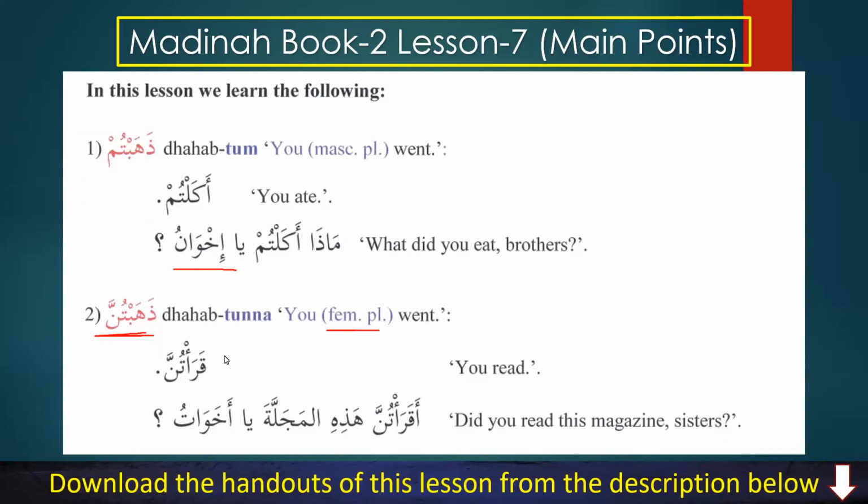Dhahabtunna, you all went, for the feminine, and on this pattern we have the verb like qara'a, and from qara'a, qara'tunna, you read. Did you read this magazine, sisters? Aqra'tunna hadhihi al-majallata ya akhawatu. So as we can see here, we have the second person masculine plural, and the verb is dhahabtum, and for the second person feminine plural, the verb is dhahabtunna.